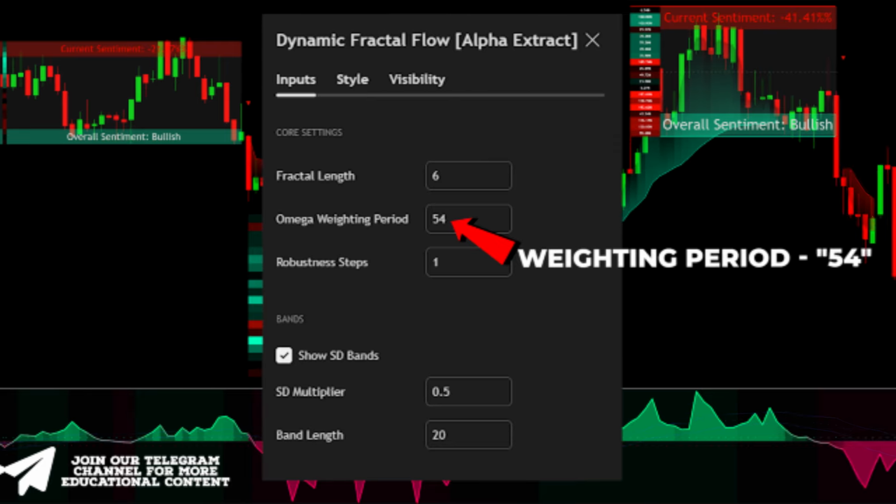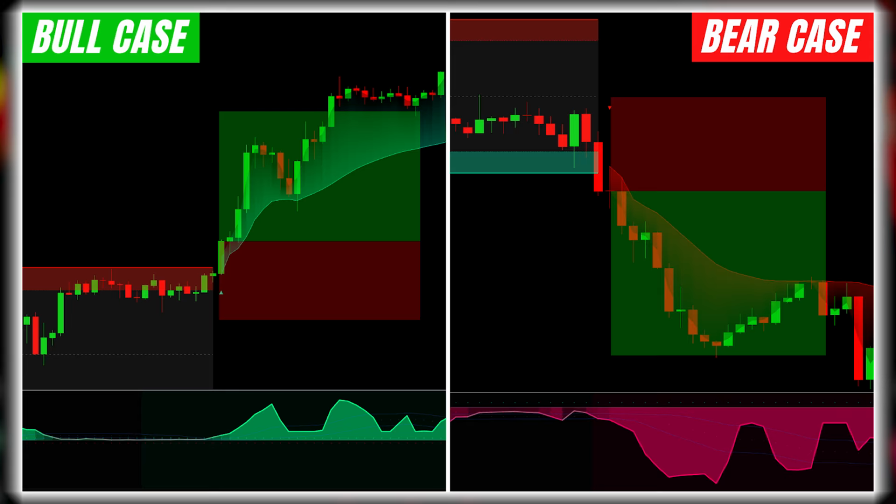To make the settings optimal, open the Inputs tab, change the fractal length to 6, and adjust the waiting period to 54. And here are examples of both long and short trades using our preferred risk management rules, with stop-loss levels set just below or above the latest swing low or high, and take profit targets placed at a 1.5 to 1 risk-to-reward ratio.